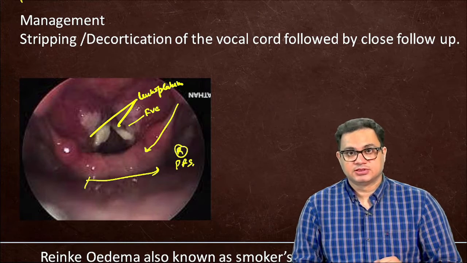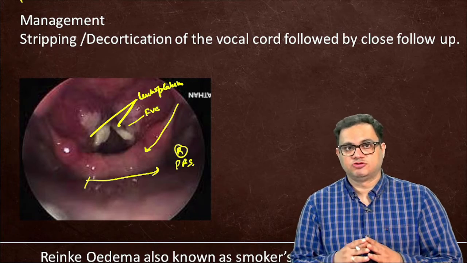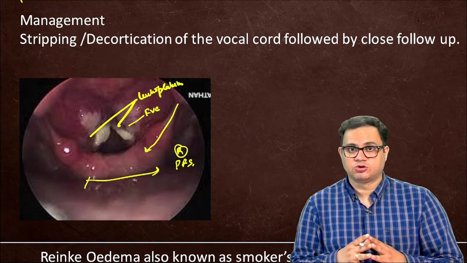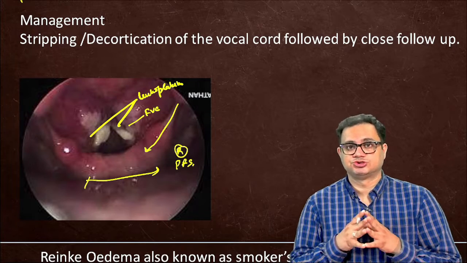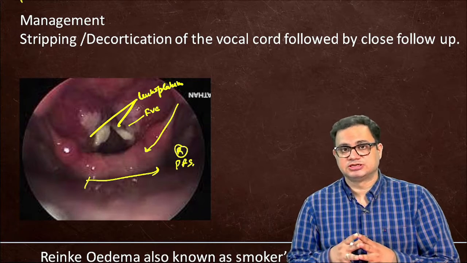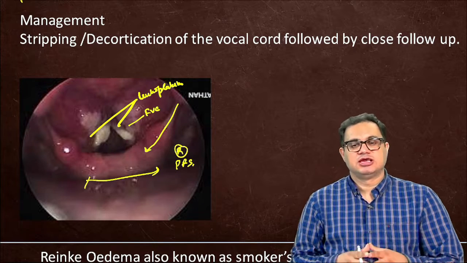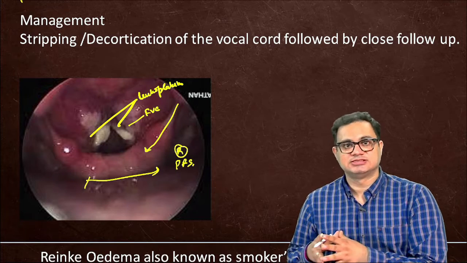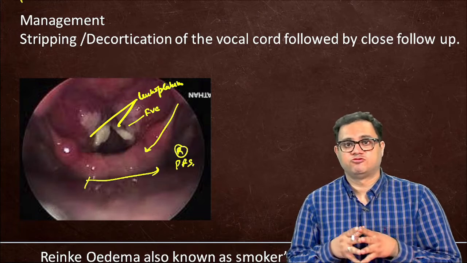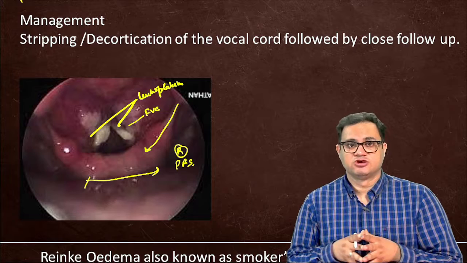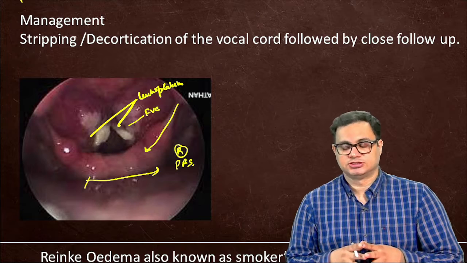And what is the management? The management is that we will again do a microlaryngeal surgery. We will strip, or decorticate, the vocal cord, followed by close follow-up. We will convince the patient that they should stop smoking after we strip this condition, and this leukoplakia should be subjected to histopathological examination, in which the report will come that this is not a malignancy, this is a leukoplakia. But as this is a pre-malignant condition, whatever leukoplakic patch we have excised from the true or false vocal cords, we must subject to histopathological examination.